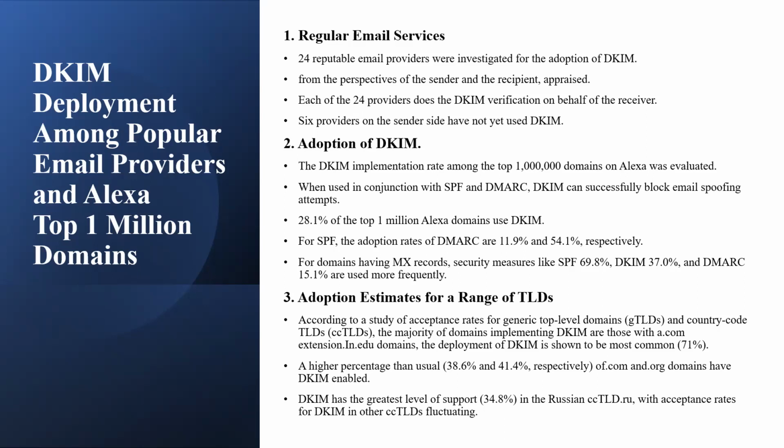A higher percentage than usual, like 38.6% and 41.4% respectively, of .com and .org, like certain organization domains, have enabled its services. DomainKeys Identified Mail has the greatest level of support, around 34.8%, in the Russian ccTLD .ru. .ru is used for domains in Russia. The acceptance rates for DKIM in other TLDs fluctuate.